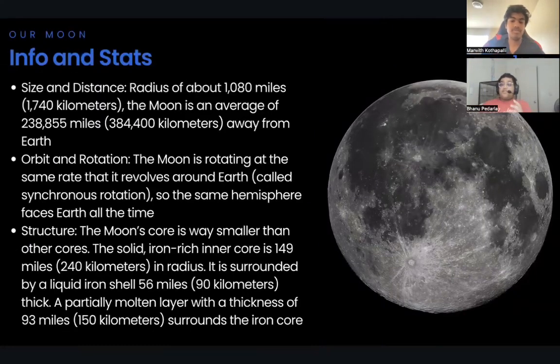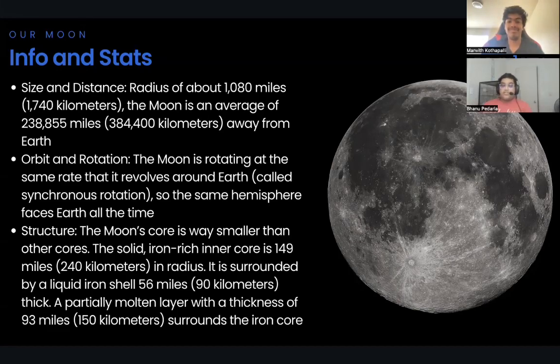All right, so let's start the video with some information and facts. For the size and distance of our moon, the moon has a radius of about 1,000 miles or 1,070 kilometers, and the moon is an average of 240,000 miles away from the Earth, or 380,000 kilometers.